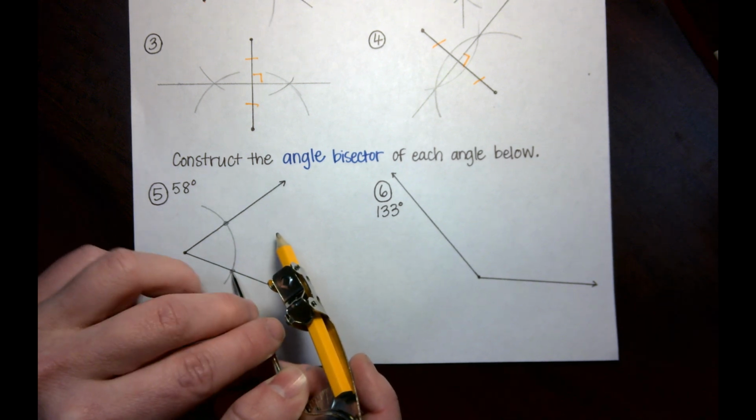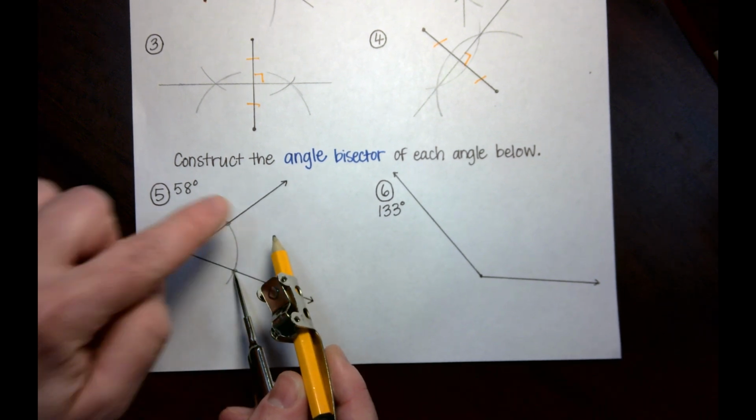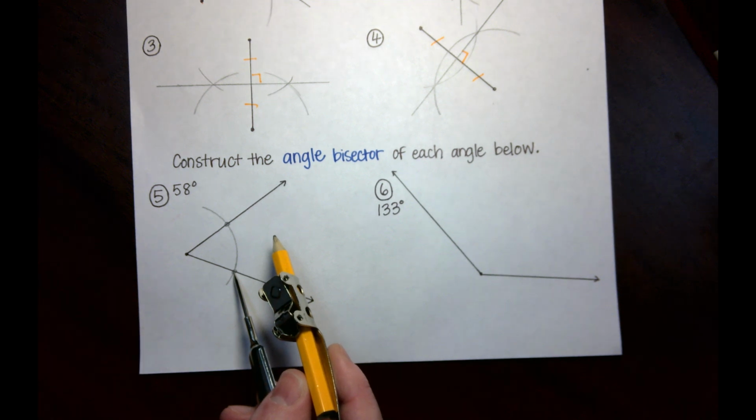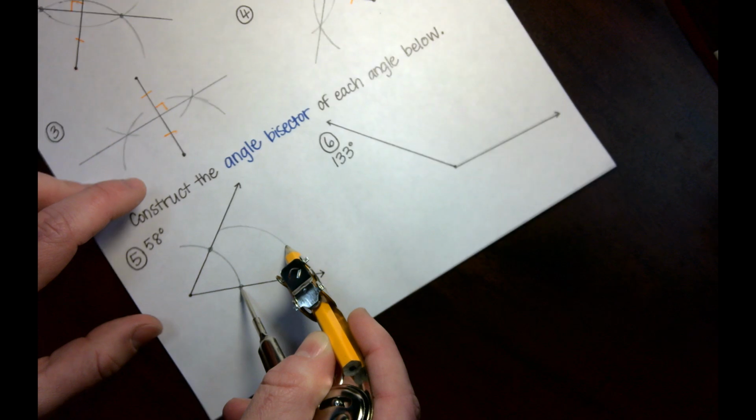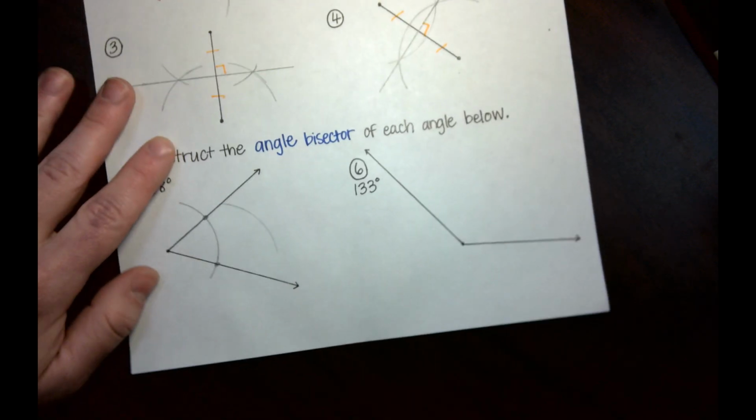And where am I going to draw my arc? Inside the angle or outside? Inside. So I'm going to make a little arc inside.